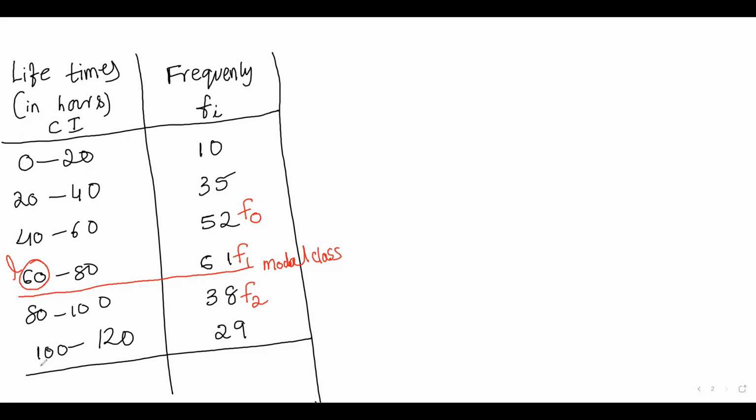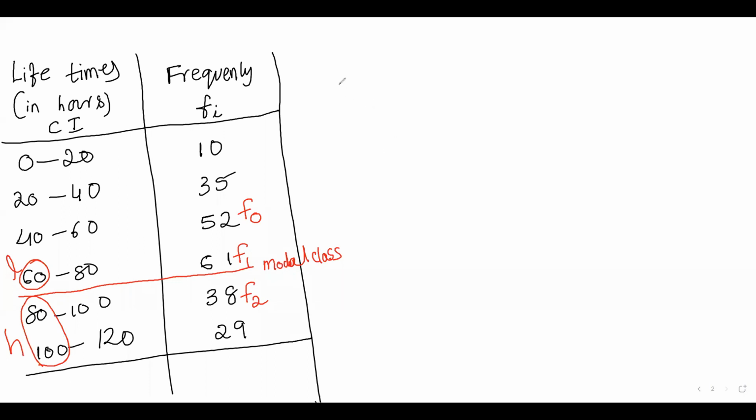To get the size of the class, subtract vertically any two classes you can subtract. Preferably I do it at the bottom of the table. So here I will get the size of the class: 100 minus 80 is 20.